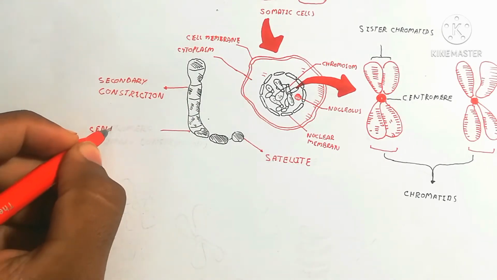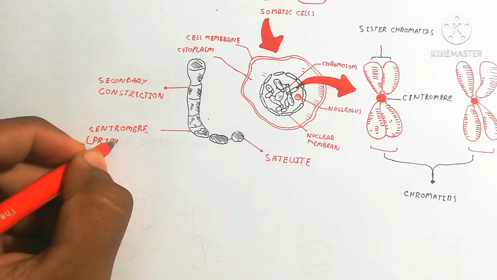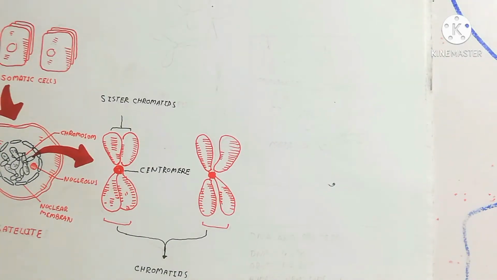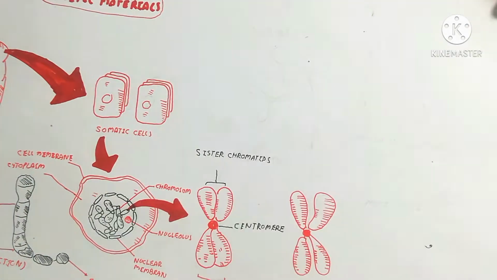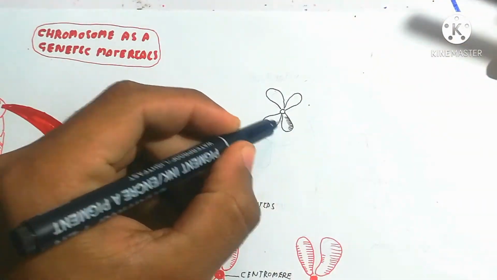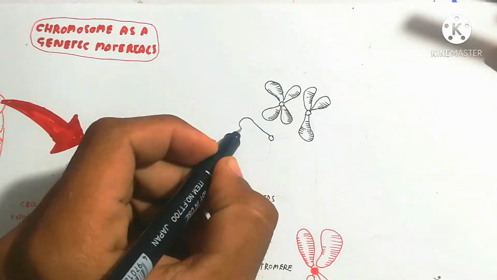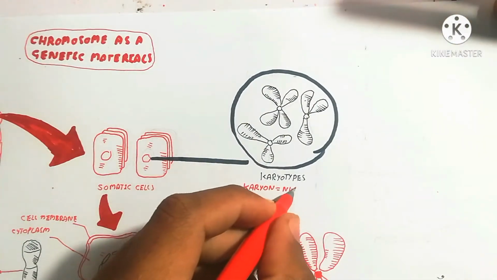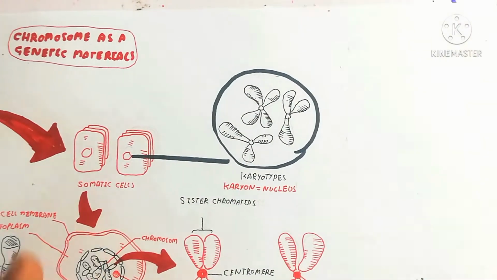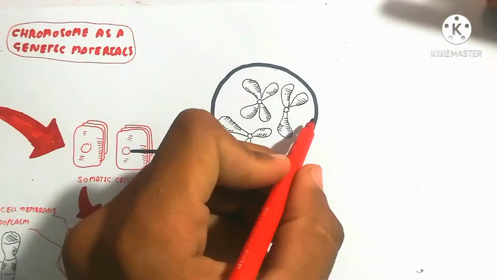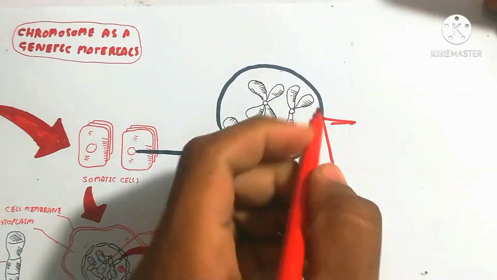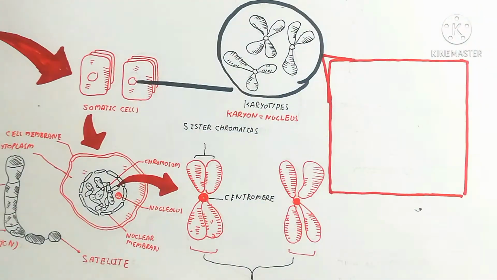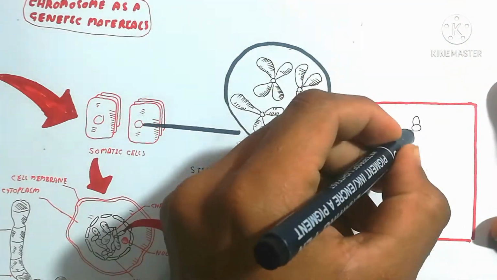Now here is the secondary constriction. This is the chromosome structure. Here the secondary constriction and primary constriction are present, and satellites are present, which look like this. So here are the different types of karyotypes. Karyon means nucleus, which contains chromosomes, and the karyotype is the set of different types of chromosomes. For example, the Y and X chromosomes in the form of sex chromosomes.